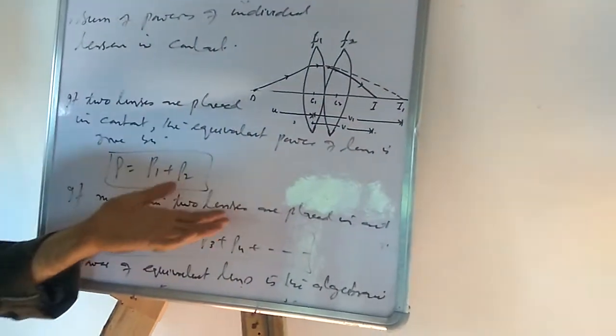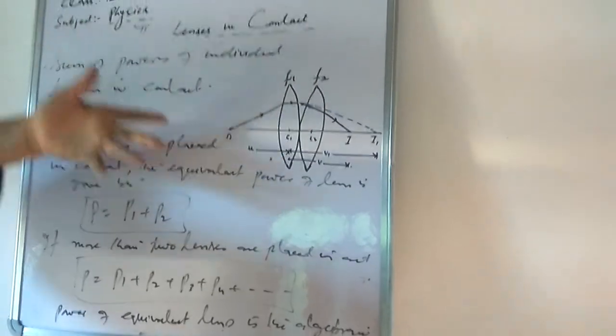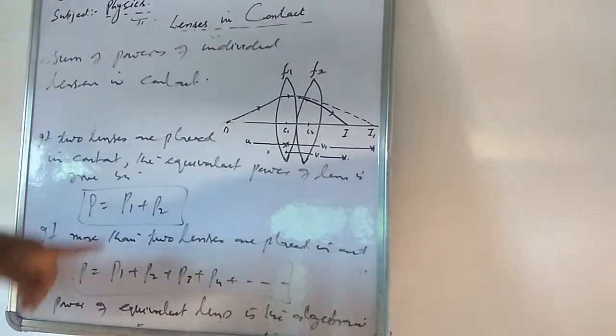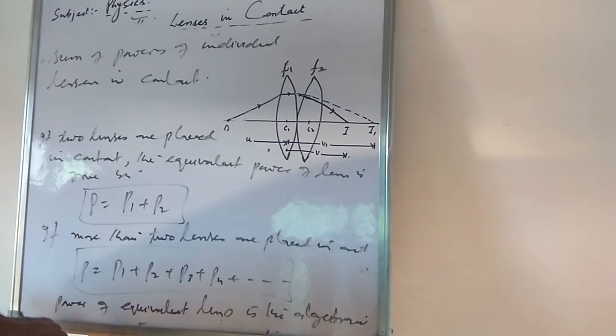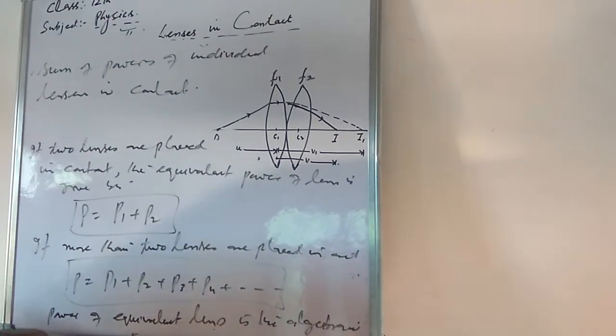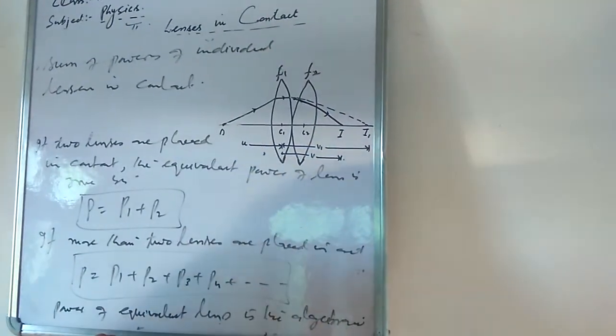This is how we find the equivalent focal length of the lenses when two or more lenses are placed in contact, and the equivalent power of the lenses in contact. We have derived both the equations. The equivalent power is given as the algebraic sum of the powers of the individual lenses, and the equivalent focal length is given by f1 f2 divided by f1 plus f2.